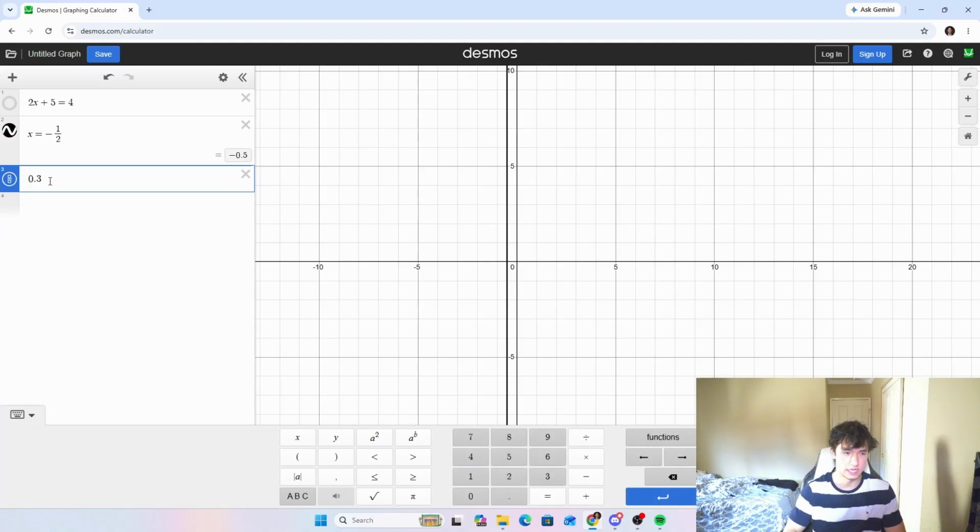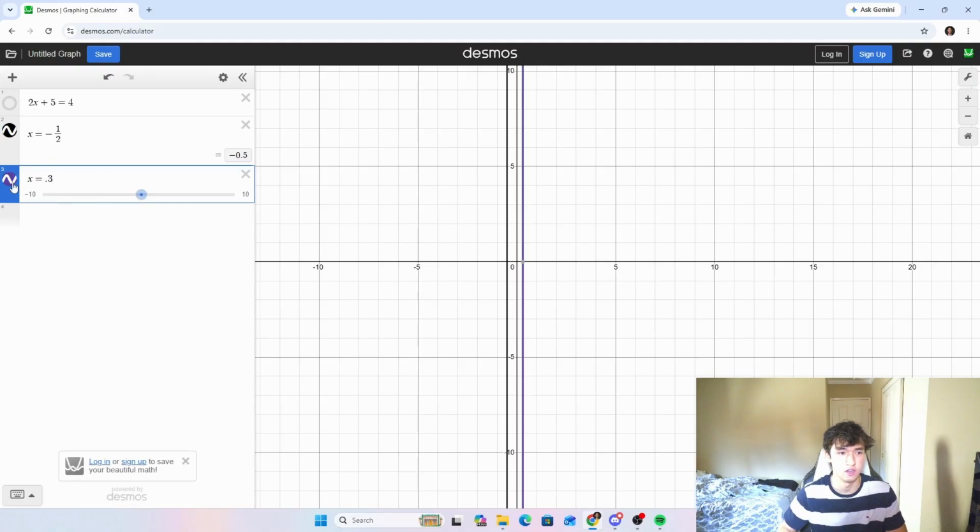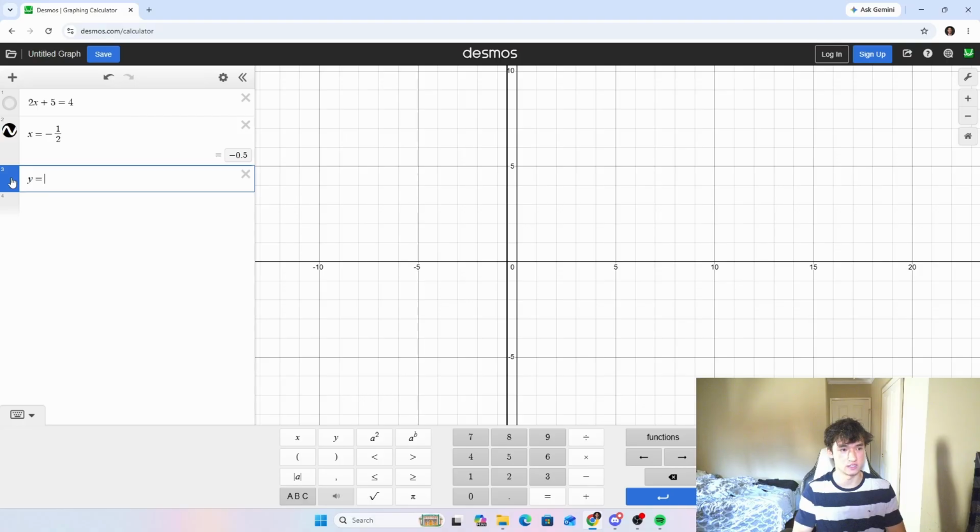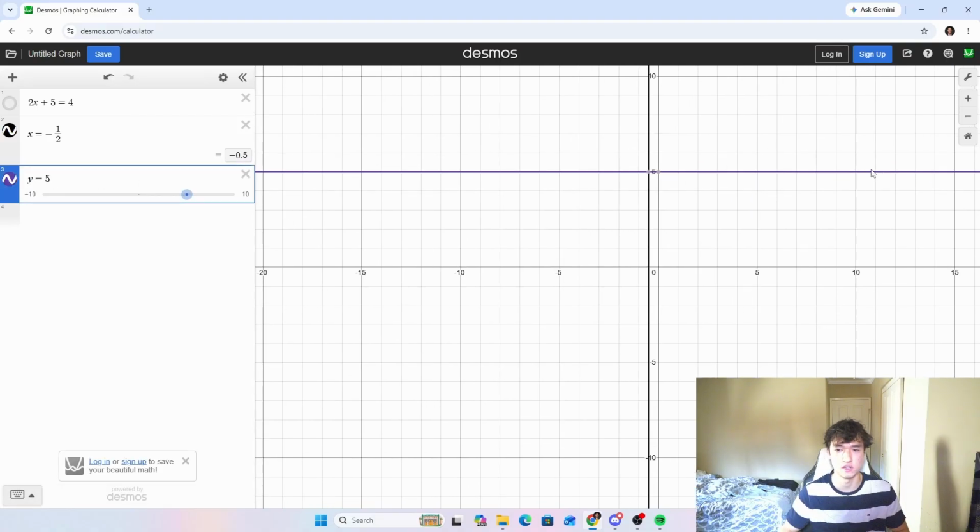Now, say you were to do something like this, right? If we do kind of what we did up here, x is equal to, then you no longer get that option. As you can see, if we do y is equal to something, that's a horizontal line, okay? Here it intersects, so therefore that is our solution.